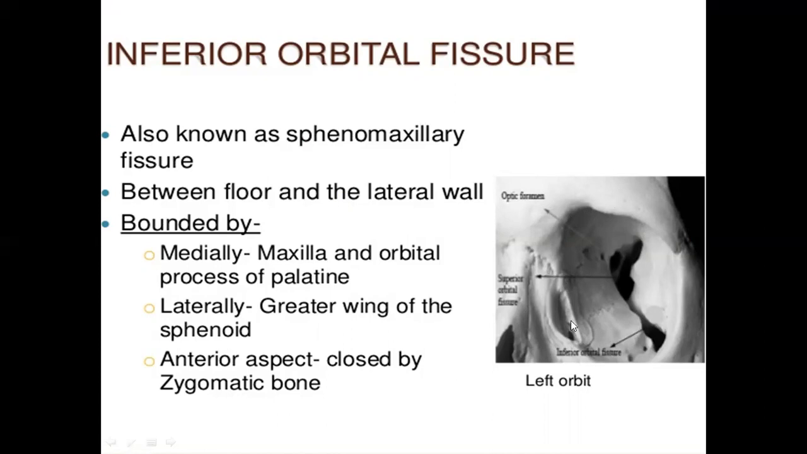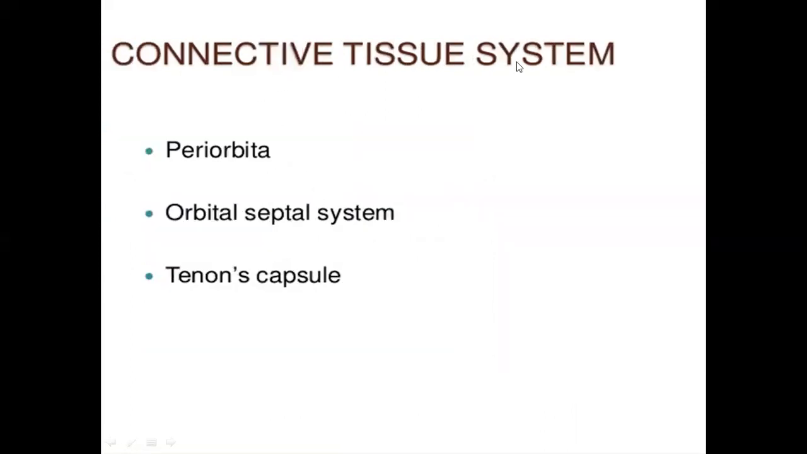So these are the communications. One more thing: through the inferior orbital fissure, the orbital cavity gets communicated with the pterygopalatine fossa and the infratemporal fossa. That's all about the foramens and the fissures which are related to the orbital cavity. Next, we will move to the connective tissue systems, that is the periorbita, orbital septal system, and Tenon's capsule.